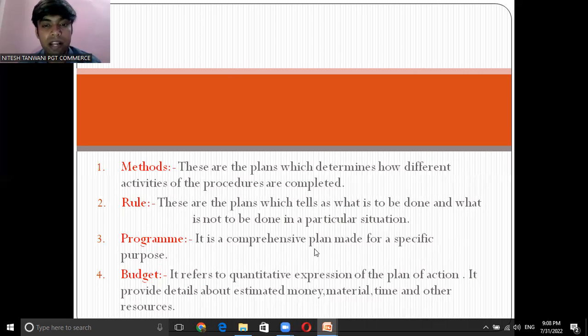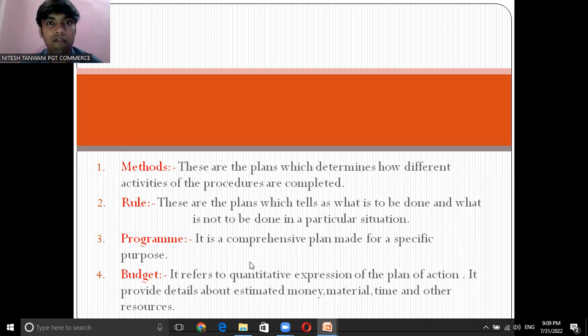Program, it is a comprehensive plan made for a specific purpose, and when the purpose is over, it is over. So different programs have been made for different purposes. So these are called single use plans also, of non-recurring nature. Budget refers to the quantitative expression of the plan of action. It provides detail about estimated money, material, time, and other resources. So this is called budget.